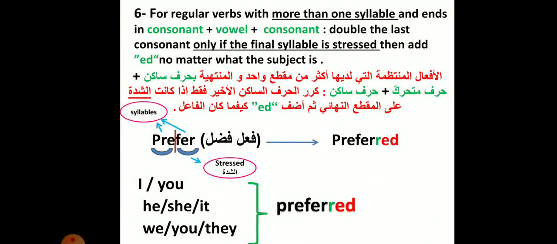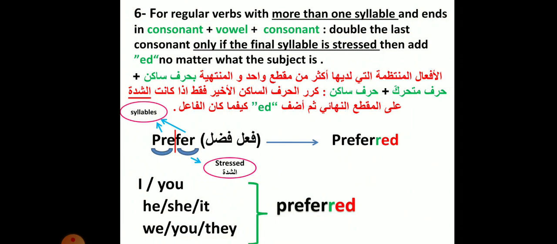The sixth rule. For regular verbs with more than one syllable and ends in consonant plus vowel plus consonant, double the last consonant only if this final syllable is stressed, then add ED no matter what the subject is. Okay, for regular verbs with more than one syllable and ends in consonant plus vowel plus consonant, we double the last consonant only if the final syllable is stressed, then we add ED.